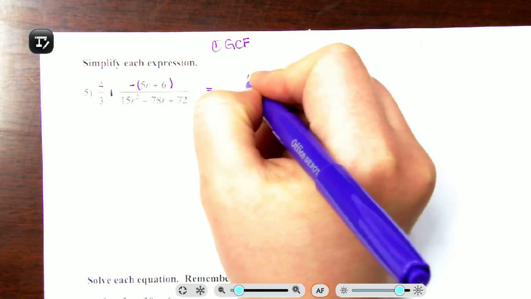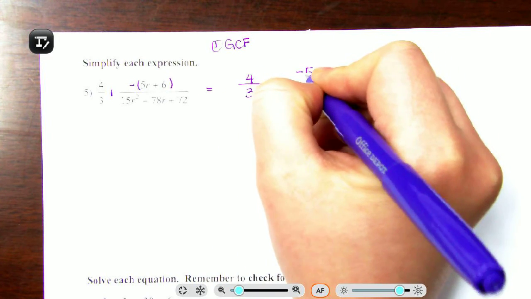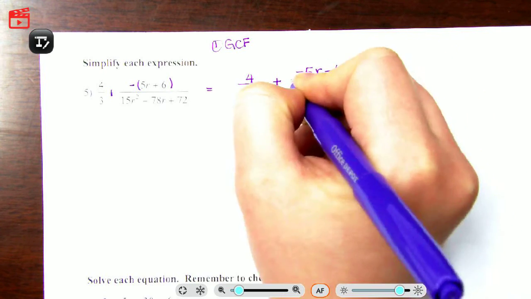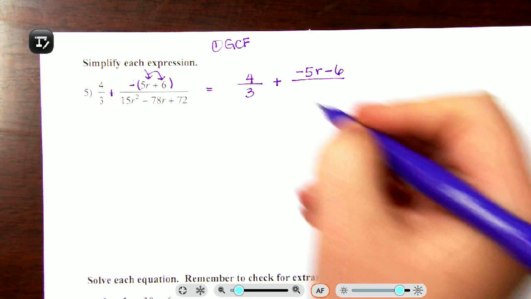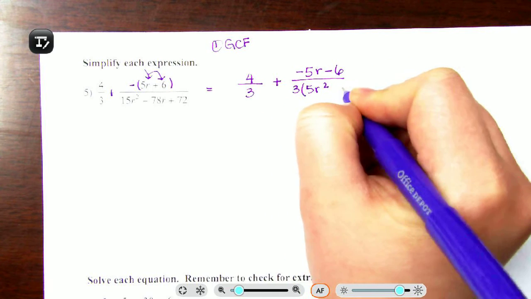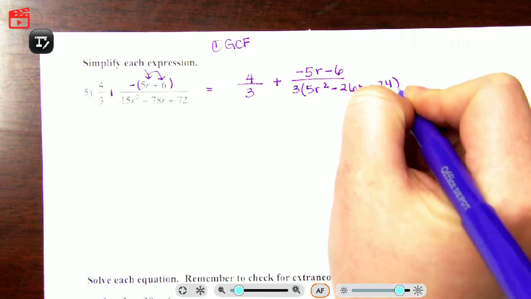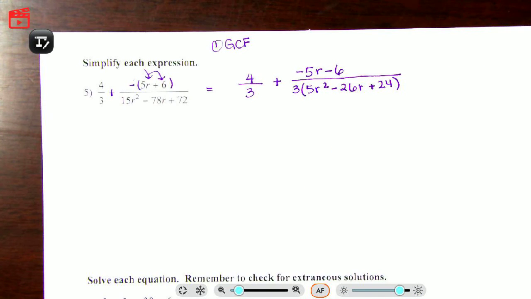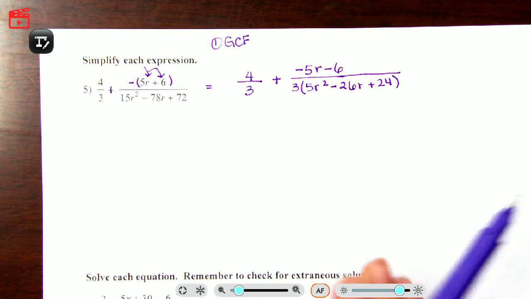So I'm going to rewrite these two fractions. I have 4 divided by 3 plus negative 5r minus 6 because I am distributing that negative. And then in my denominator, I'm going to factor out that 3. So if you pull out a 3, you get 5r squared minus 26r plus 24. Now again, we need common denominators. I'm already seeing a 3 in both, so I'm happy, but this still needs to be factored.